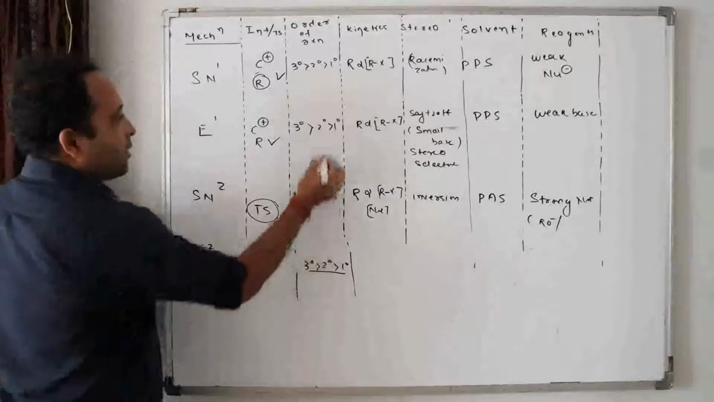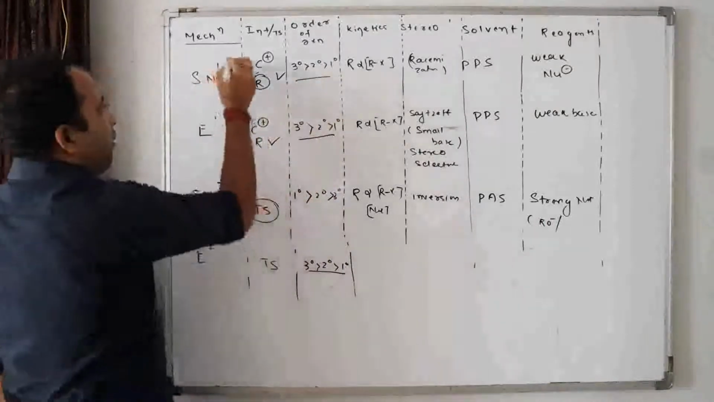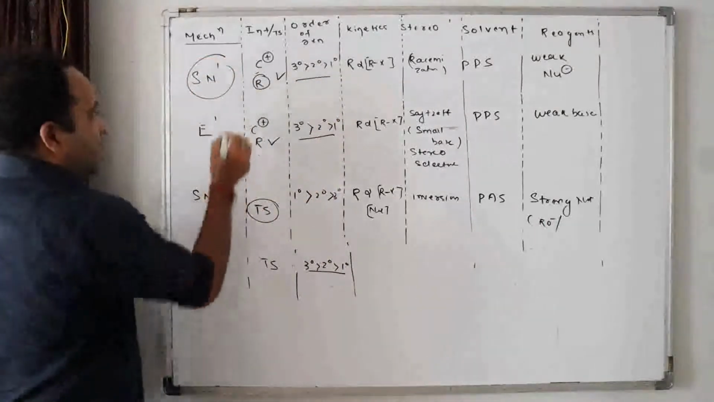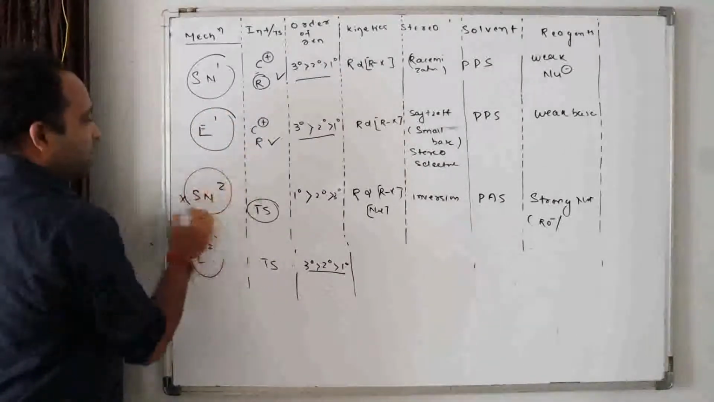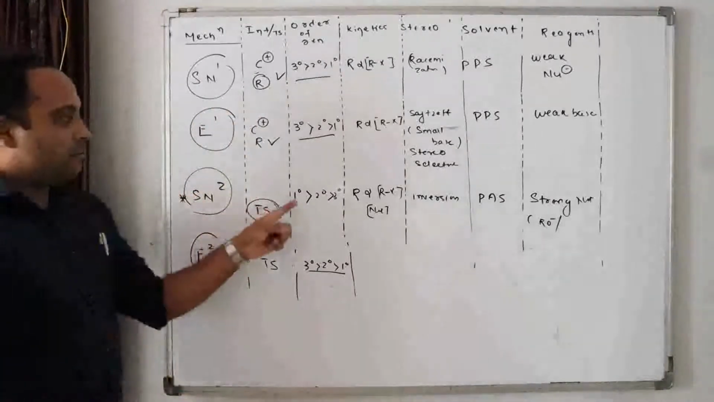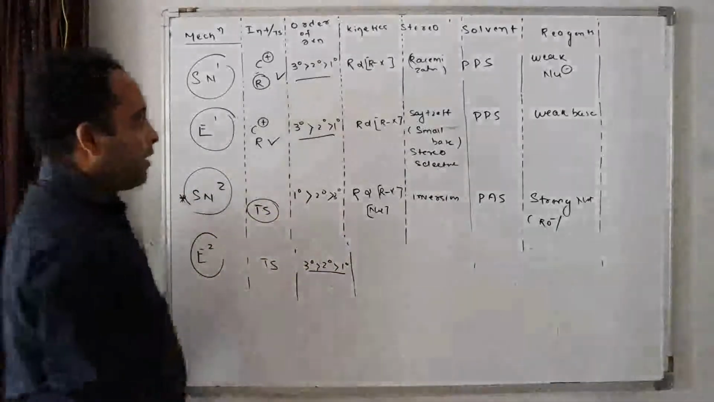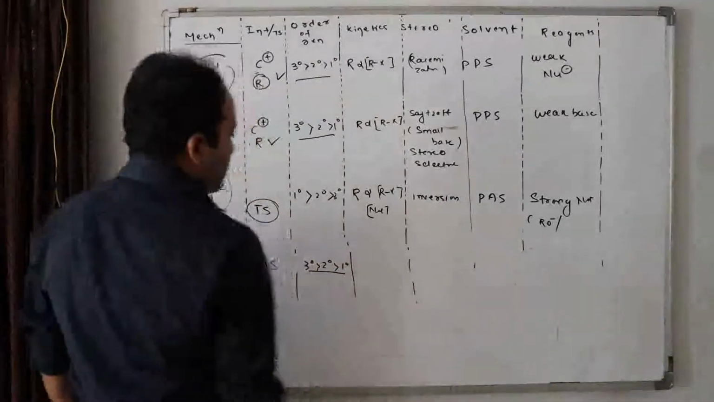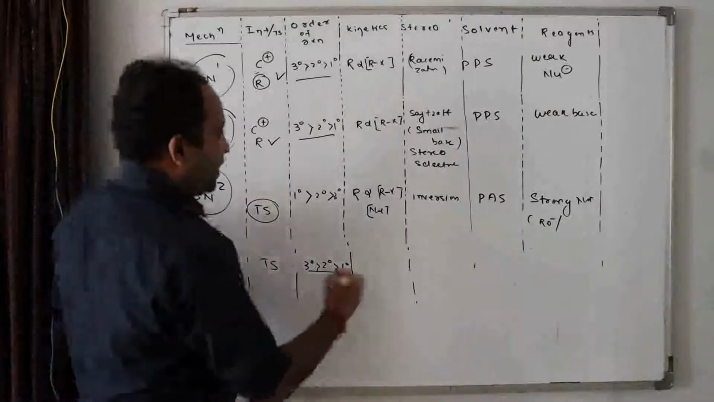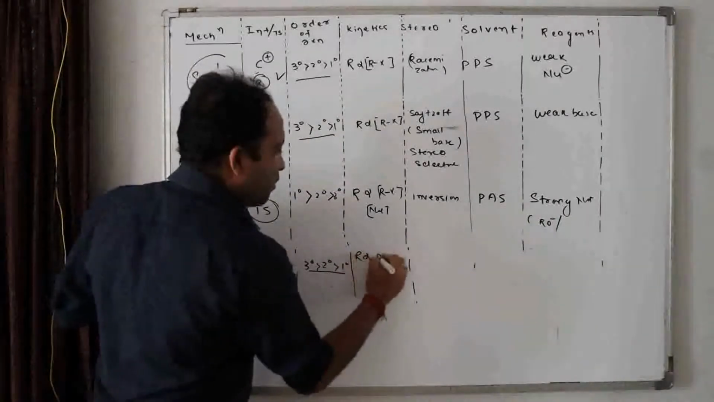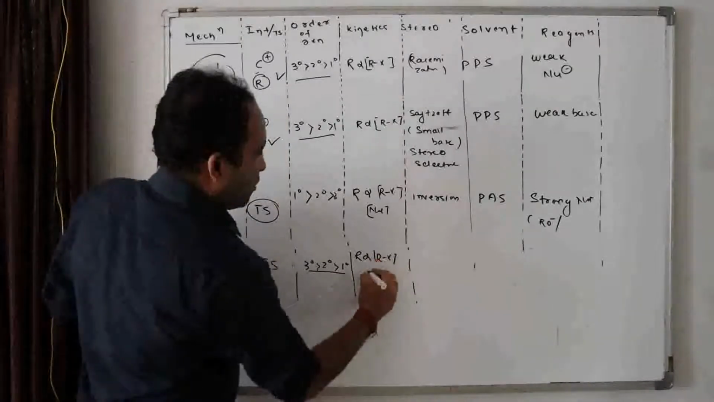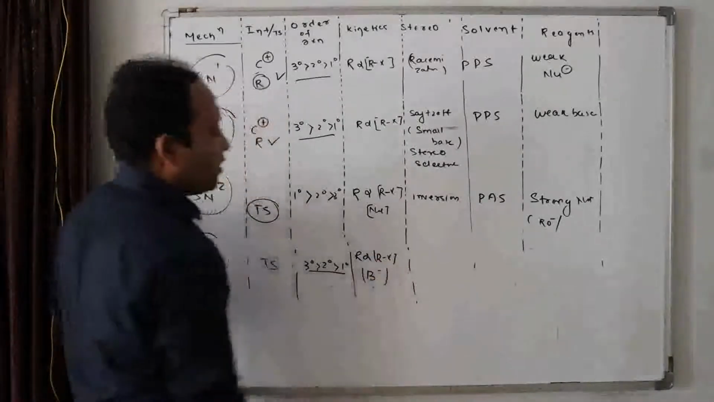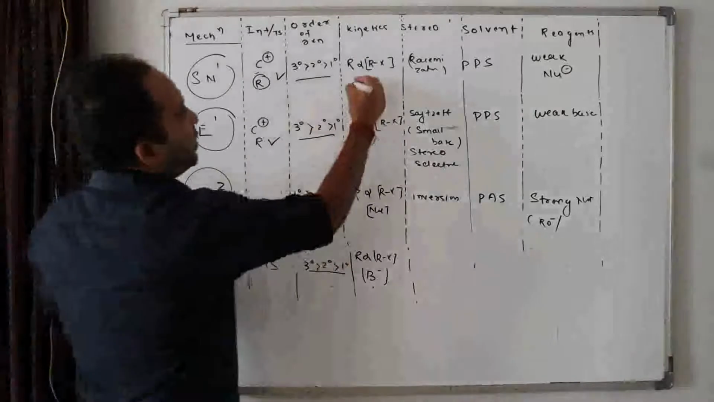Look here, all of them follow the 3-2-1 order, except this fellow SN2, who follows what? The 1-2-3 order. Now, what is the order of this? What is the kinetics? Rate is proportional to the alkyl halide and also it depends upon the base.